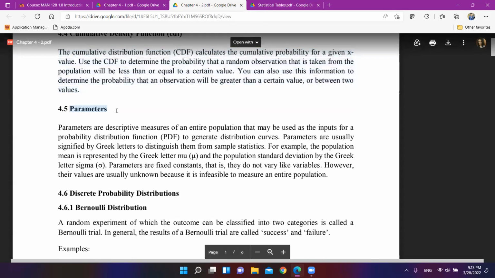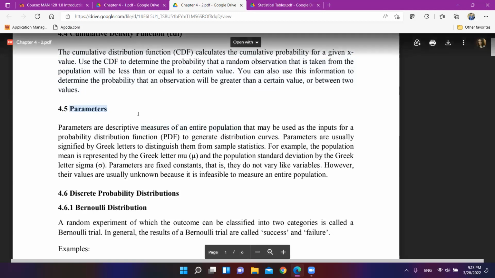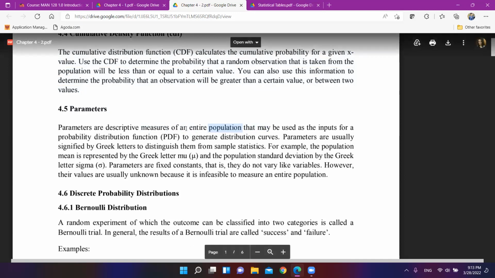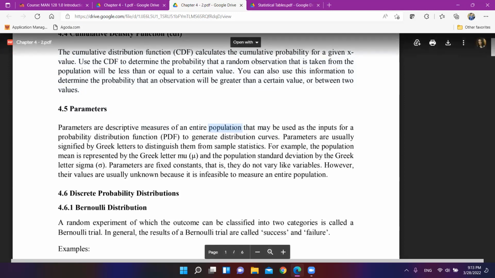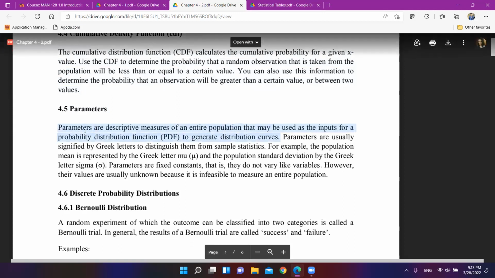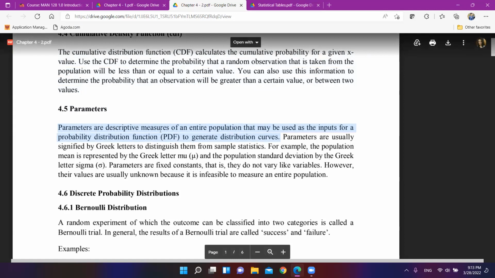Okay? Parameters. Parameters are descriptive measures of an entire population. So when the word parameter is there, you have to know that it is talking about a population. Always parameters go with population, right? That may be used as inputs for a probability distribution function, PDF, which we discussed last week, to generate distribution curves, right? Parameters කියලා කියන්නේ entire population එක ගැනම describe කරන descriptive measures.